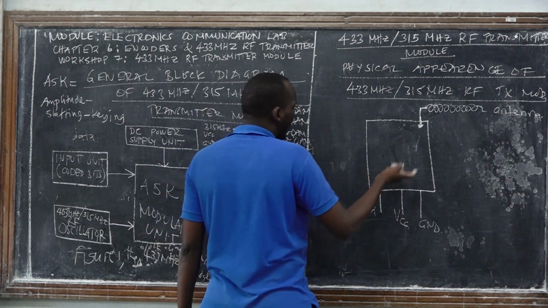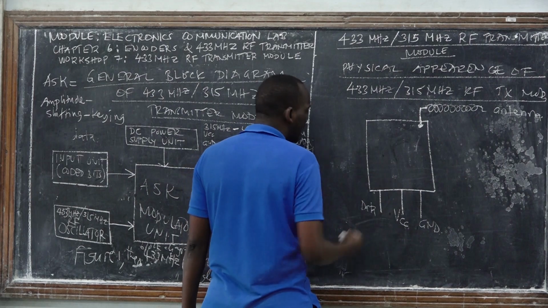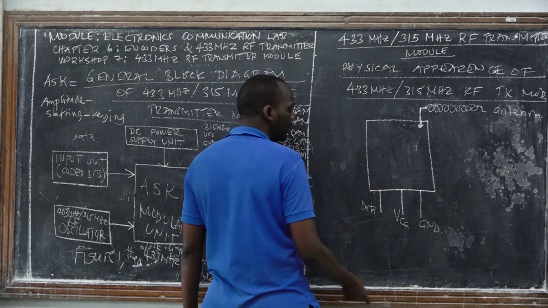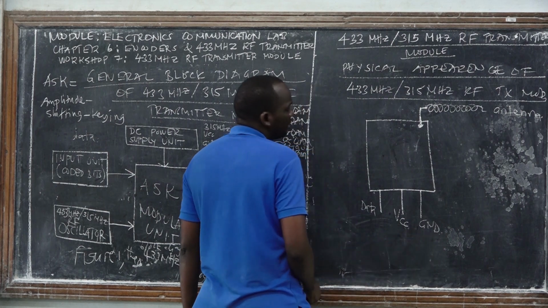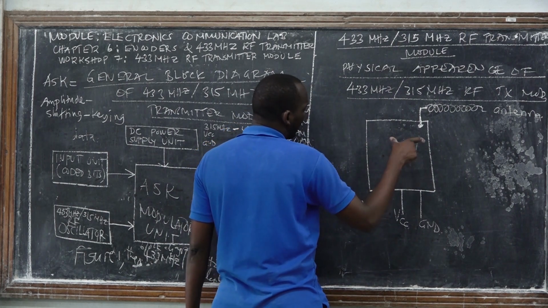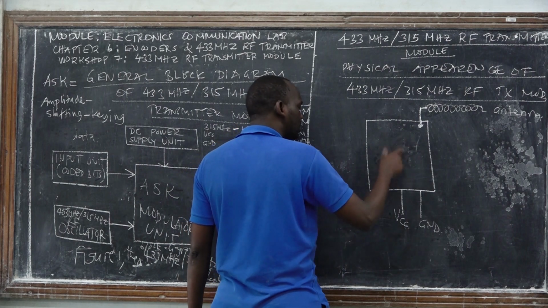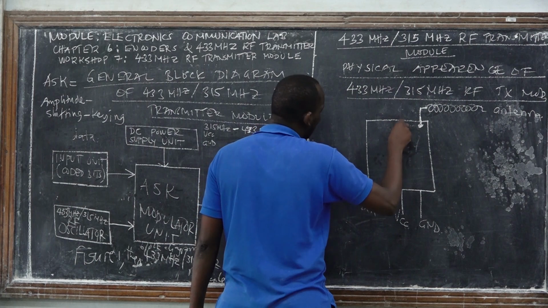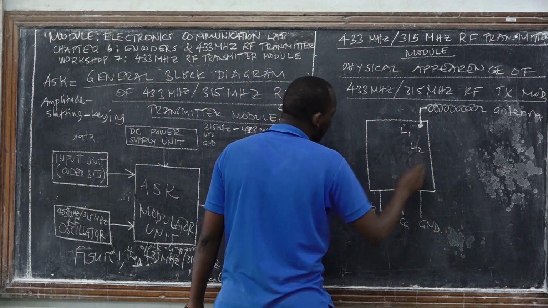So within it, you'll find the oscillator and the ASK modulator. So this is the input pin. These are the power pins. And then all other electronic components are within. But you'll see two inductors. There is one inductor that we call L1, the other one is called L2.